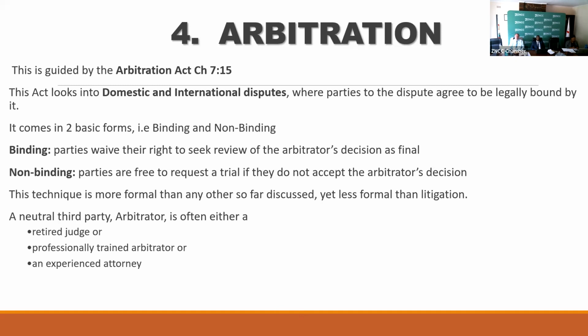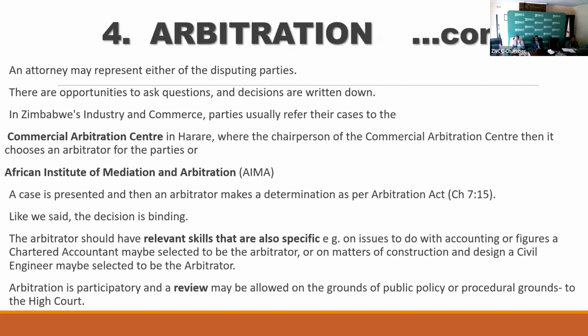This technique is more common than any other so far discussed, yet less formal than litigation. A neutral third party called an arbitrator is often either a retired judge, or a professionally trained arbitrator, or an experienced attorney. An attorney may represent either of the disputing parties. There are opportunities to ask questions and decisions are written down.